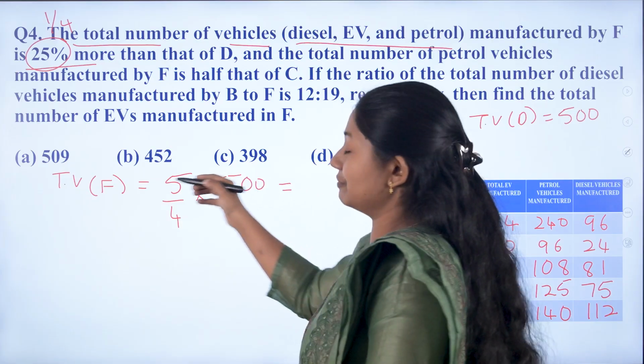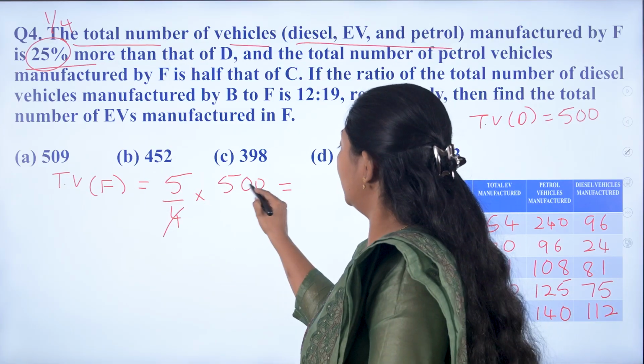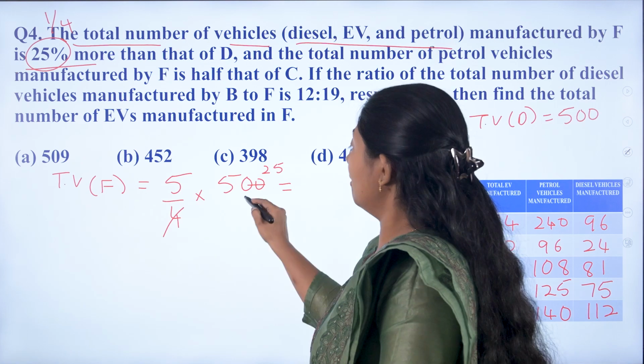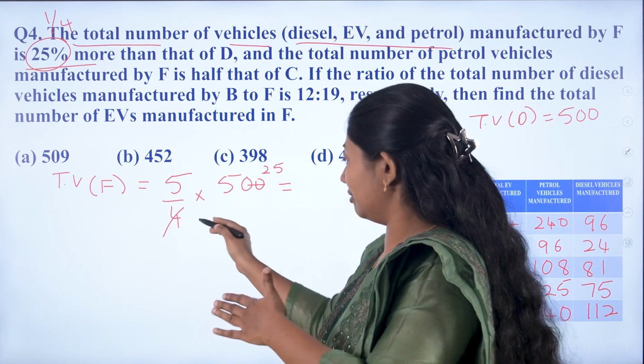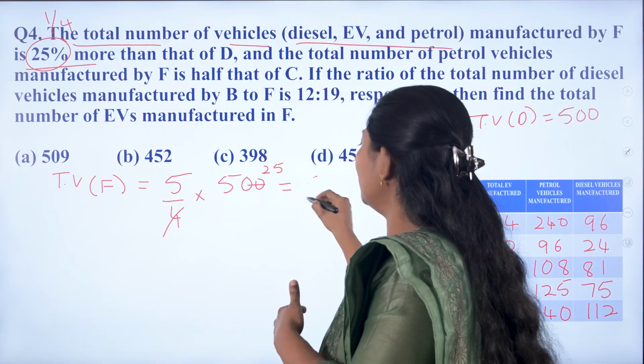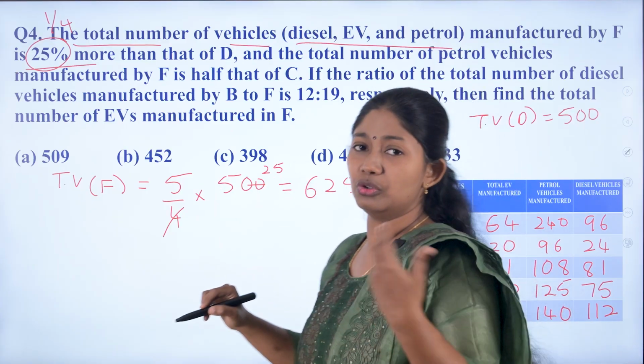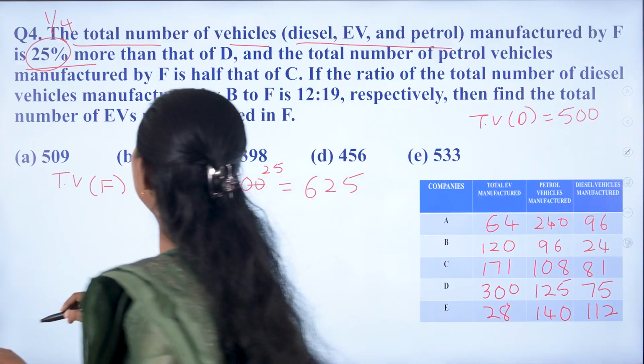So, what is F's total vehicle? 4, 25 times is 100. So, you can do it in this way. 500 can be split into 5 into 100. 4, 25 times. So, 25 into 25, 625. No need to use pen or paper. You can just do it like that.